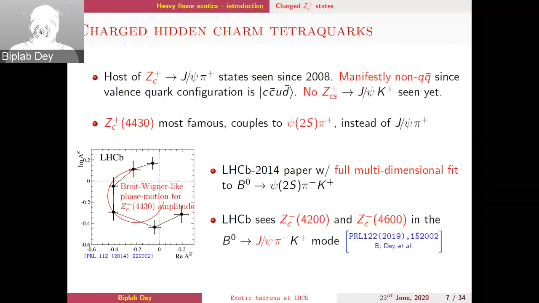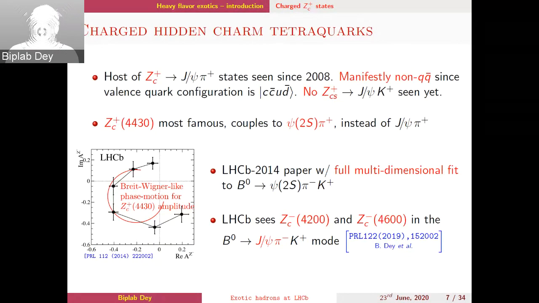And LHCb in 2014 did a full multidimensional angular analysis. It fixed the J^PC of this state, and also saw a very nice phase motion of Zc(4430), a Breit-Wigner-like phase motion. Not only that, LHCb has now seen exotics in the J/psi mode, which is B0 to J/psi K pi. There are two of these, 4200 and 4600. That was actually my paper. So these things are coming out. There are a lot of these tetraquarks that are appearing.